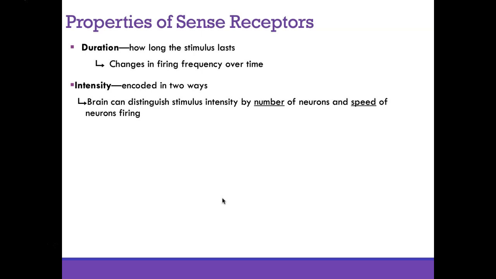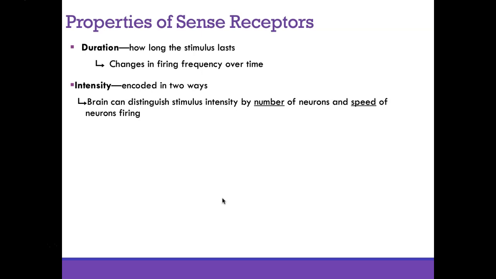So let me give this as an example. The amount of time we hear a certain sound is encoded by the frequency through which certain neurons in our ear fire. If they stop firing, then we will stop receiving that perception of sound. So that's a kind of obvious one, right? Duration, how long a stimulus lasts, is encoded by how the firing frequency changes over time.